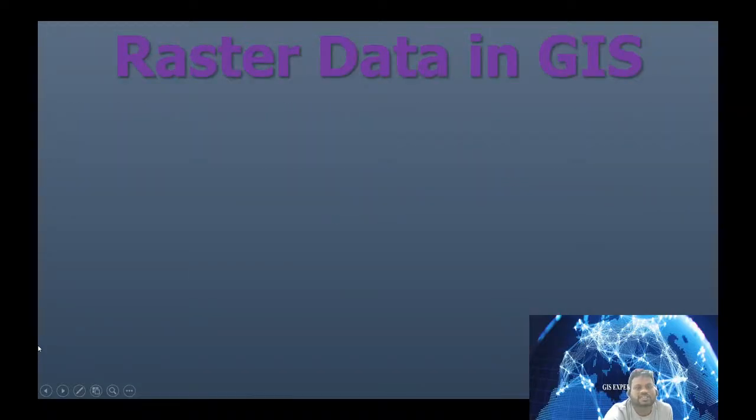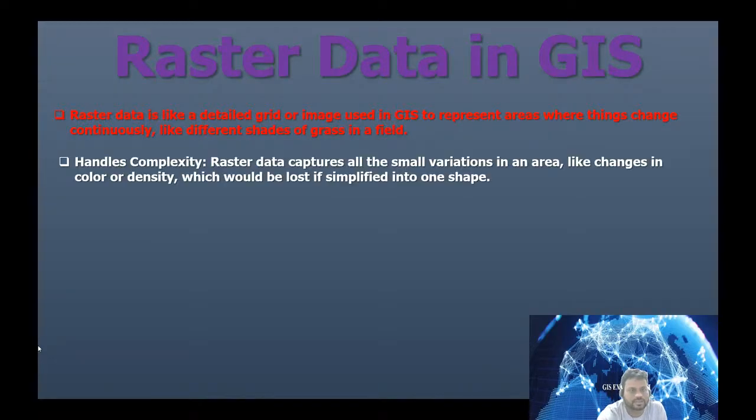So what is raster data in GIS? Raster data is like a detailed grid or image used in a GIS to represent areas where things change continuously, like different densities of grass in a field. It handles complexity. Raster data captures all the small variations in an area, like changes in color or density, which would be lost if simplified into one shape.